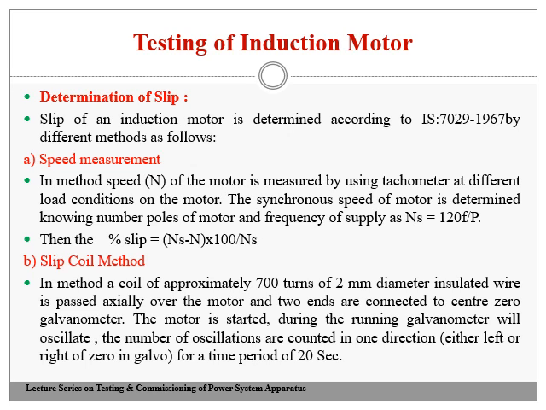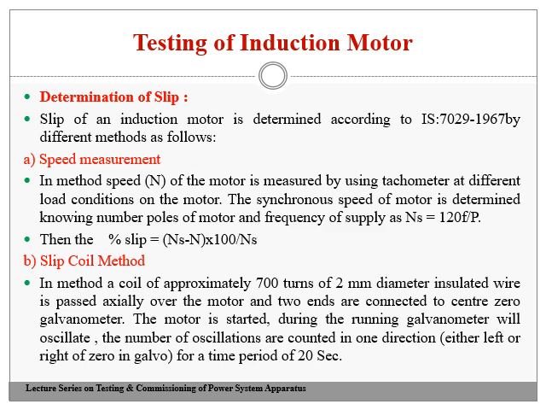Next, we go for the slip coil method. In this case, a coil of approximately 700 turns of 2 mm diameter insulated wire is wound axially over the motor, and the 2 ends of the coil are brought outside and connected to a galvanometer having a center zero. Once it is connected, the motor is started.